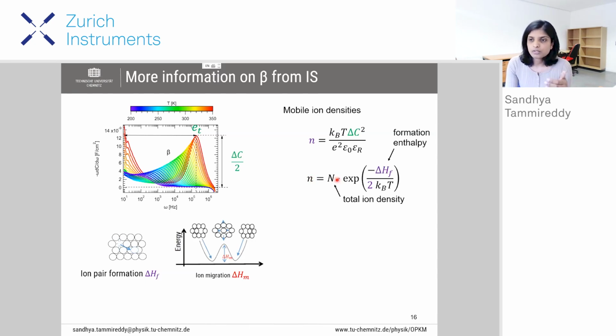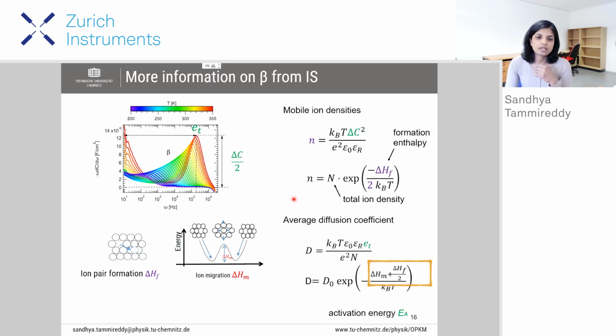So this is also what we understood. And also we looked at the diffusion coefficients. As you can see, in order for an ionic defect to migrate from one lattice site to another lattice site, it has to overcome a certain energy barrier. And that energy barrier is given by migration enthalpy.